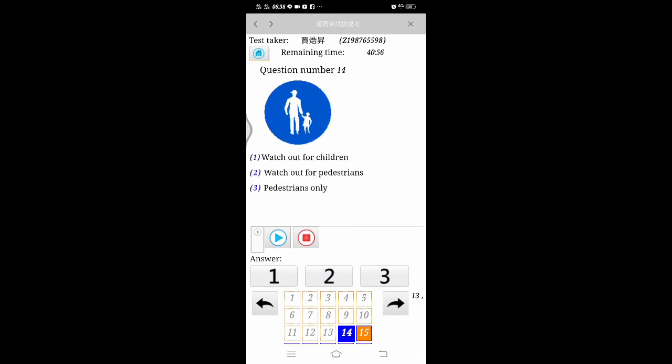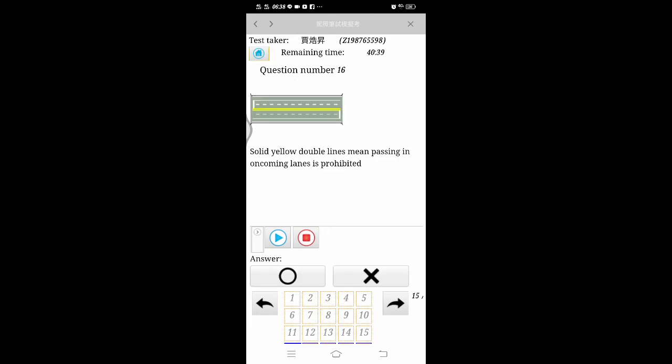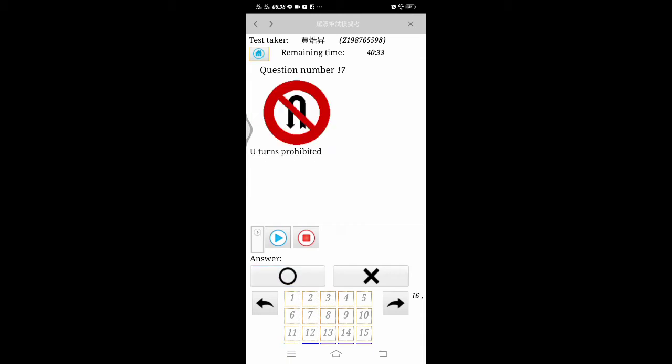1. Watch out for children. 2. Watch out for pedestrians. 3. Dead end. 2. First aid station. 3. Solid yellow double lines mean passing in oncoming lanes is prohibited.